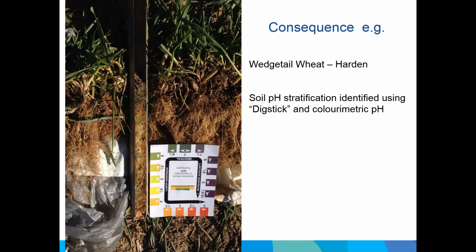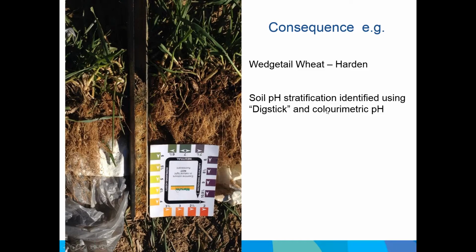Let me give you an example of the consequence of that. So I went out to see some growers at Harden. We're in a paddock with wedge-tail wheat that was struggling, underperforming, quite patchy, and didn't look healthy at all. We used a dig stick, which, if you've not seen one before, think of it as a big solid piece of pipe with a slot cut in the side of it that you can bang into the ground and pull out, and it gives you an exposed core of soil.